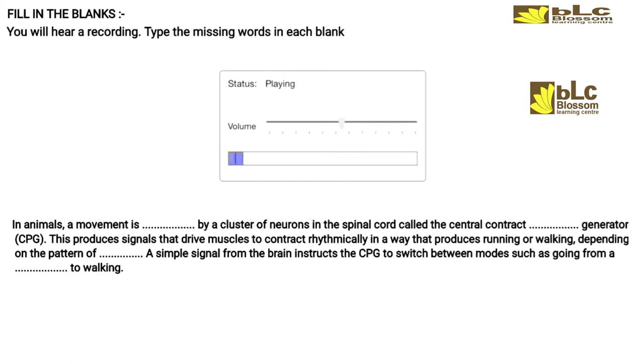In animals, movement is coordinated by a cluster of neurons in the spinal cord called the central pattern generator, CPG. This process produces signals that drive muscles to contract rhythmically in ways that produce running or walking, depending on the pattern of pulses. A simple signal from the brain instructs the CPG to switch between modes, such as going from standstill to walking.